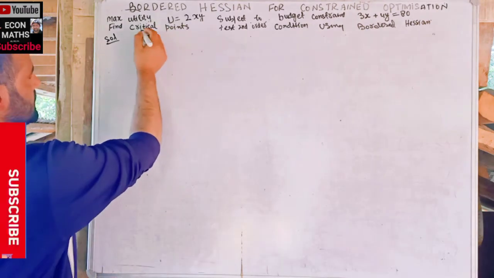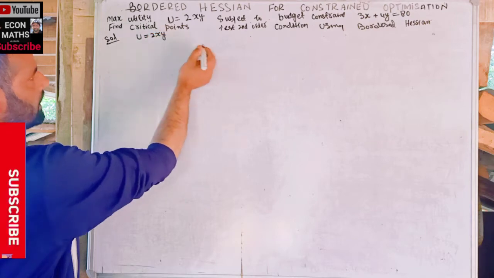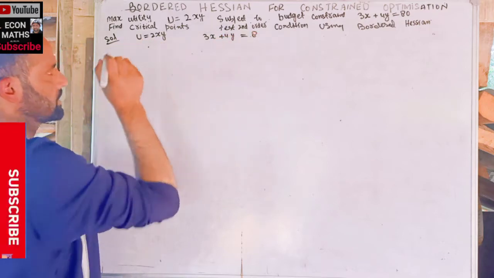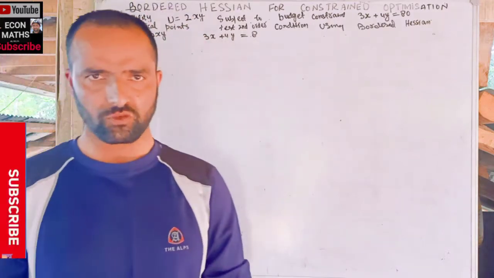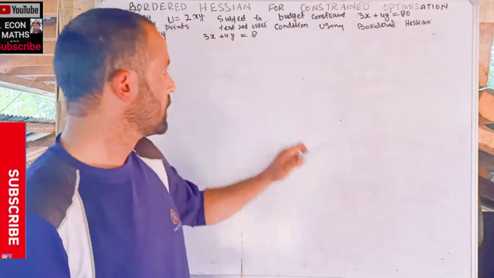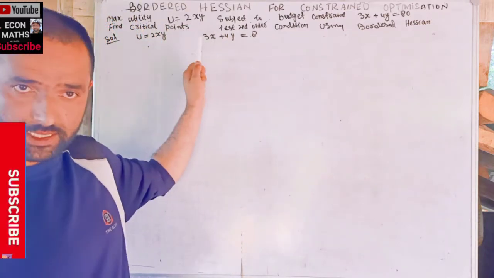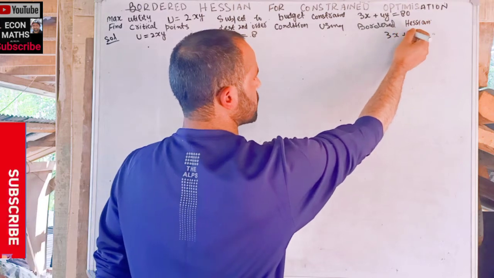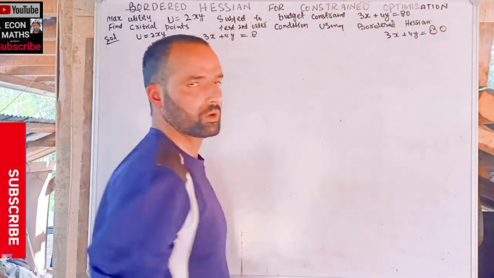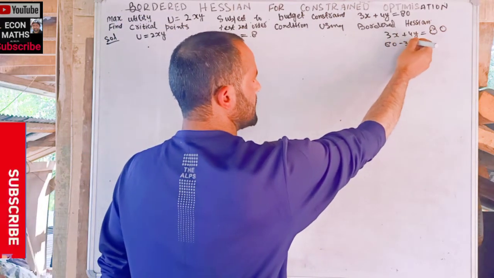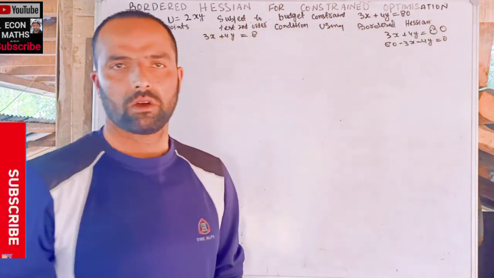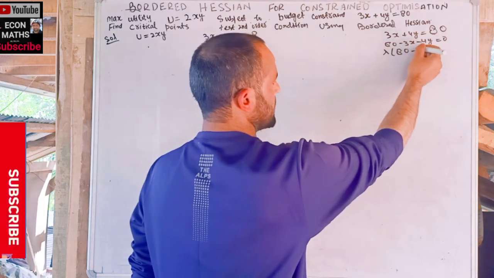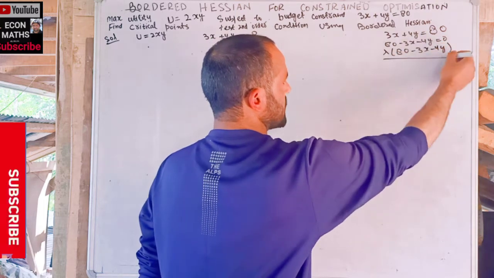Here I write this utility function, that is u is equal to 2xy, and we are given the constraint 3x plus 4y is equal to 80. This is called the objective function, and this is our constraint function. First of all, to form the Lagrange's function, we set this budget constraint equal to 0, and multiply it by lambda. So if this is 3x plus 4y is equal to 80, first we set it equal to 0, so this will become 80 minus 3x minus 4y is equal to 0. After that, we multiply it by lambda, so it will become lambda times 80 minus 3x minus 4y. So this is our resulting constraint.